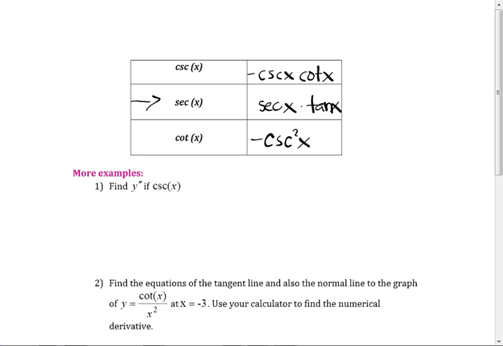Only the cofunctions: cosecant, cotangent, cosine are negative. When we reverse it, of course, it's going to get complicated.